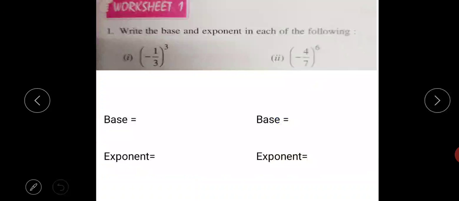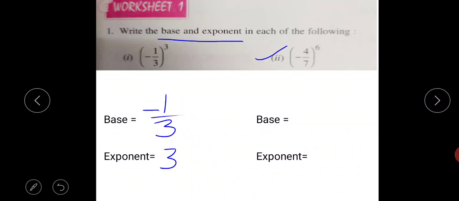Now let us solve some questions of worksheet 1. Write the base and exponent in each of the following. First part is -1 upon 3 to the power 3. So the base is -1 upon 3 and the exponent is 3. Similarly, in the second part, the base is -4 upon 7 and the exponent is 6.